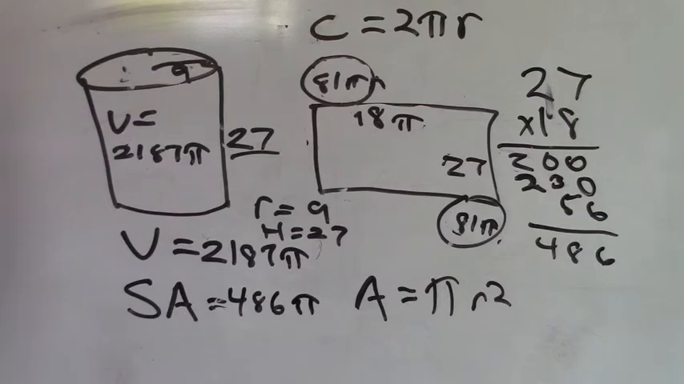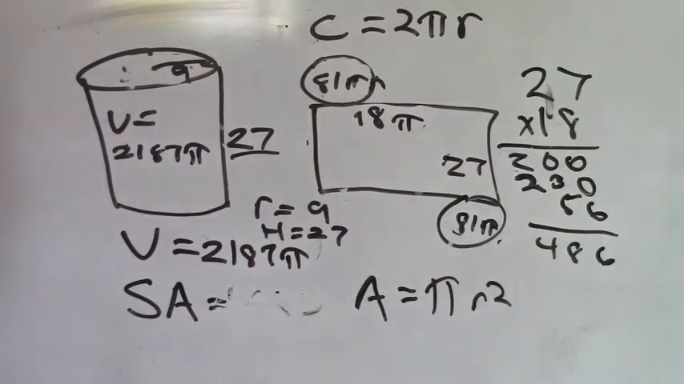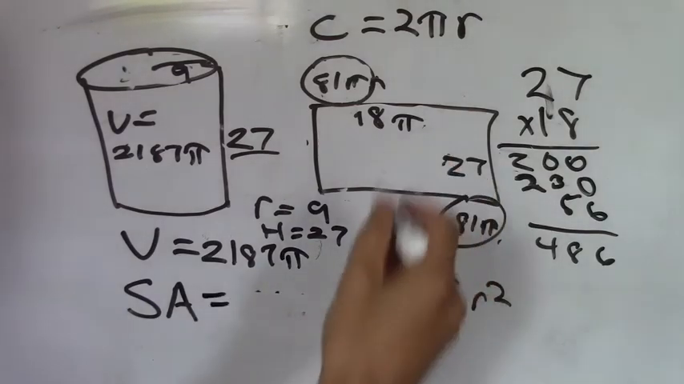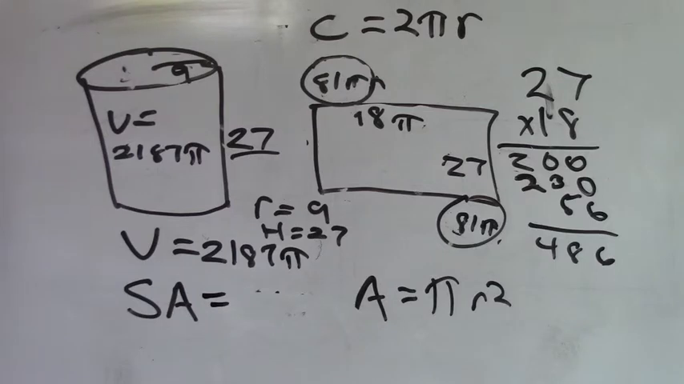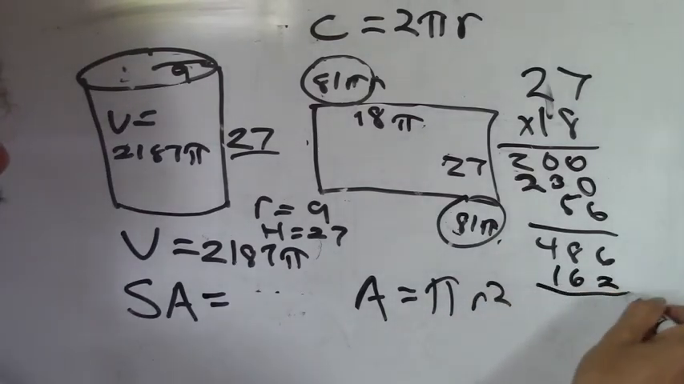Oh wait, we're not done. We got the surface area of that part, but we've got to add those 2 parts. So what's 81 plus 81? Oh, that's simple stuff. Good. And it was 162. Now we got to add those 2 together, and we're done. That'll give me my total surface area.